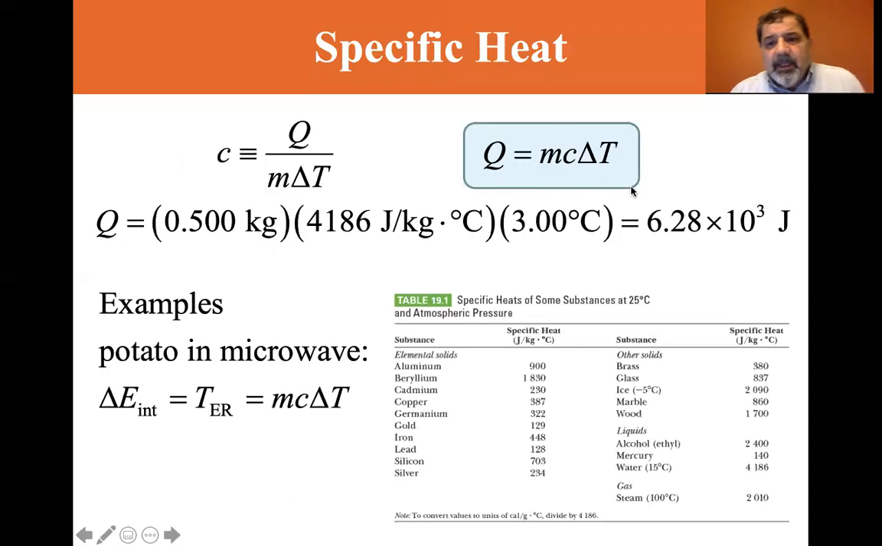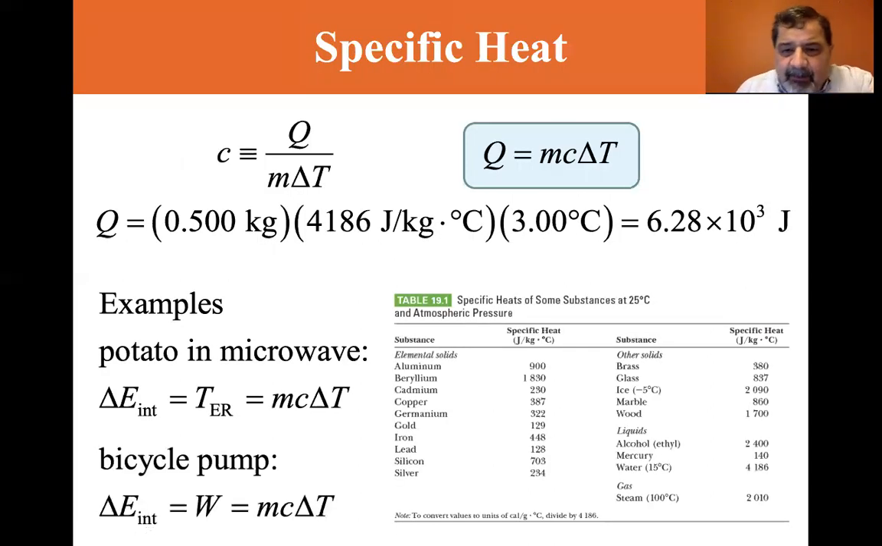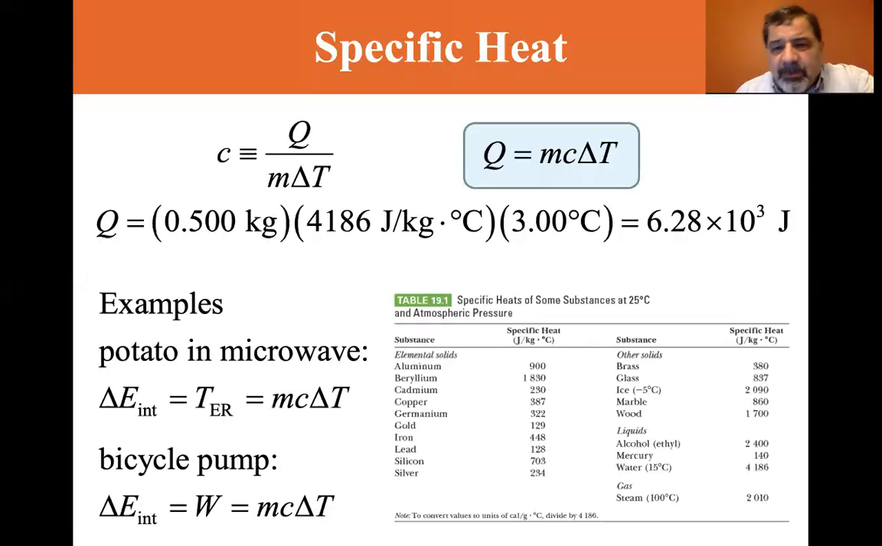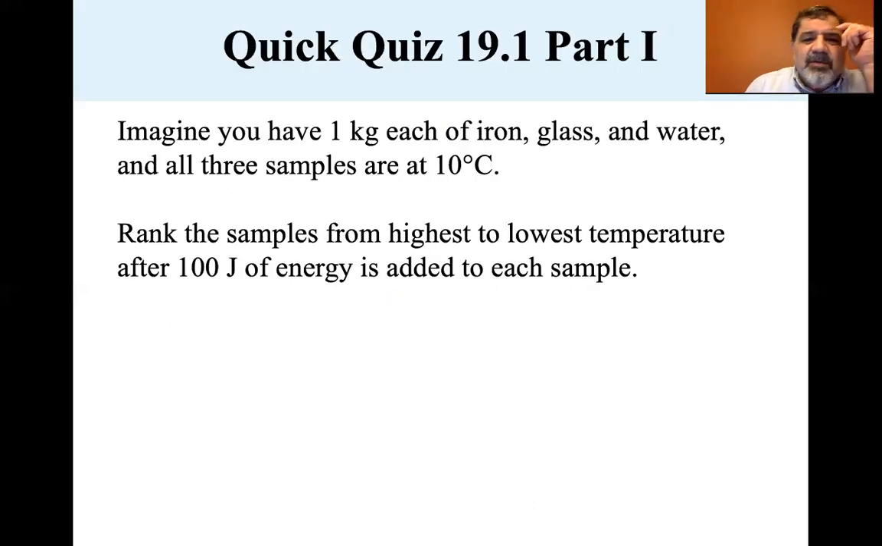Oh, I just gave it away. If you look at the table, iron is 448. Oops, I gave it away again. Iron, glass, and water. So iron is 448, glass is 837, a little bit higher, and water, of course, is 4186. So if you rank this from highest to lowest temperature, after you add 1,000 joules of energy, the iron will be the hottest, then the glass, then the water. Sure enough, iron, glass, and water.